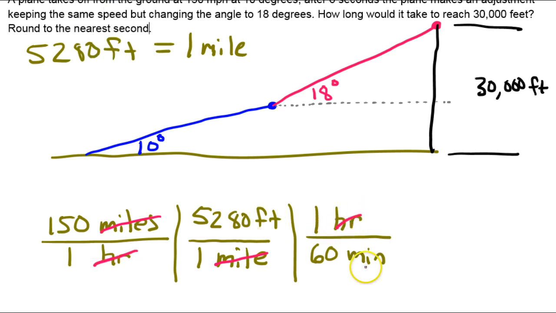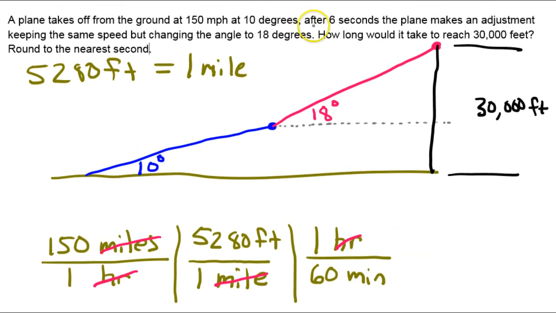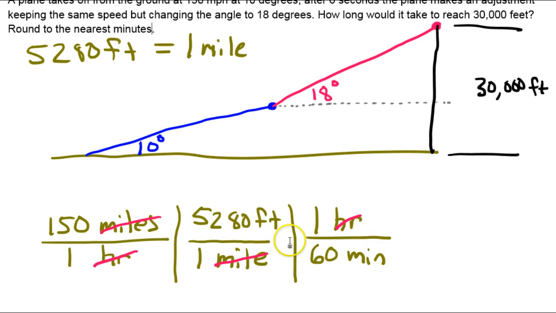Now I have feet per minute. Okay, but right here at the beginning it says after 6 seconds the plane makes this adjustment. So I'm going to have to keep going and get this to seconds for now. I might change back to minutes because the problem did say minutes before. Let me change it back. Maybe it'll work. Anyway, so the hours cancel out.